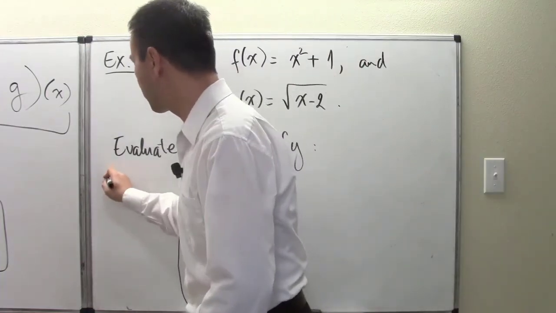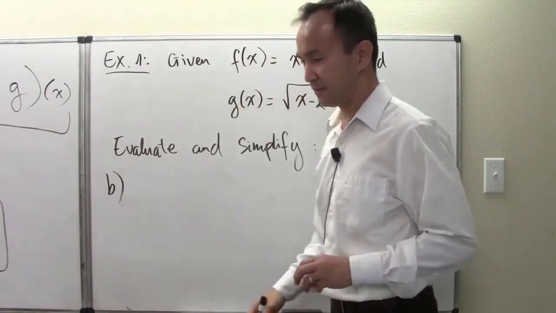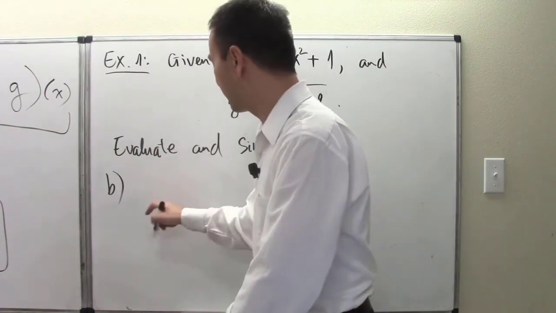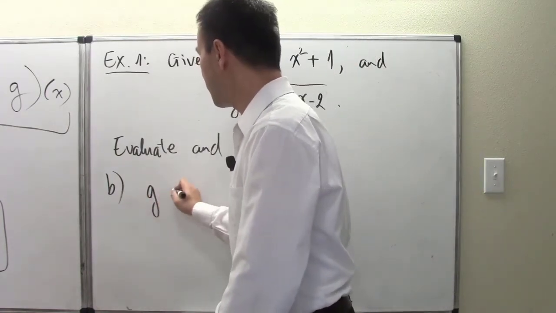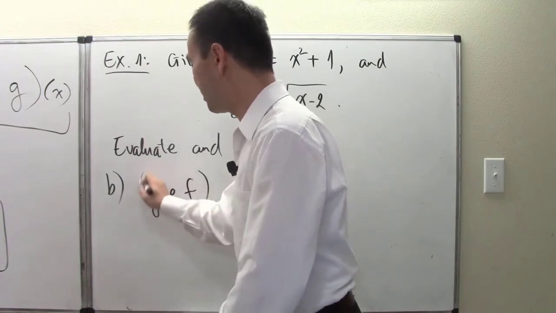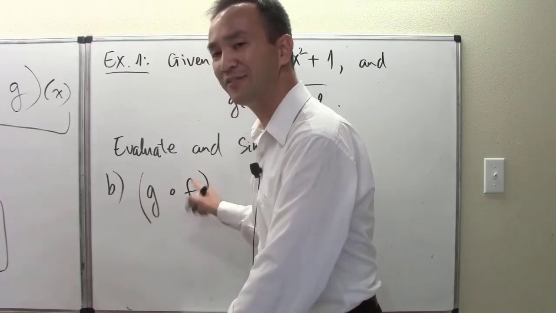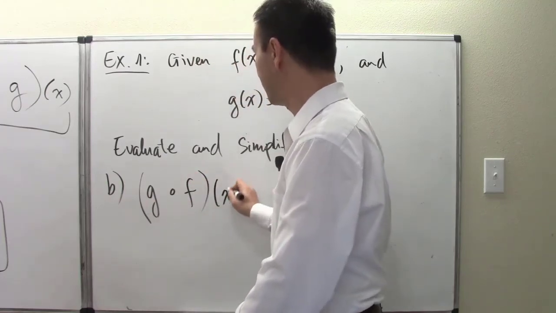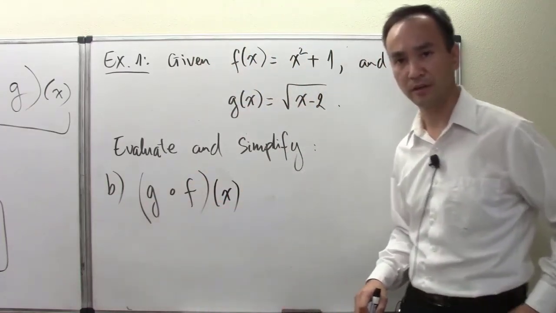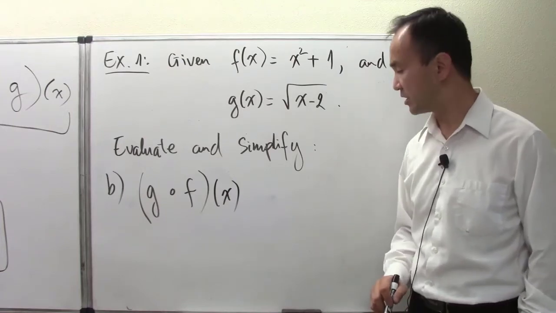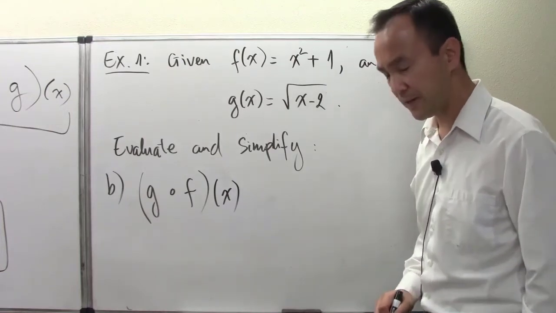All right, so part B is another quite simple one. How about g circle f, but now we should formally read that as g of f of x. The final expression here is in terms of x. So let's find out.